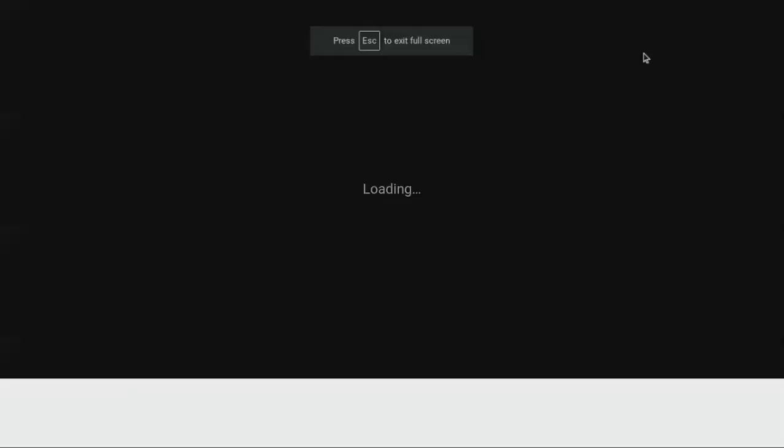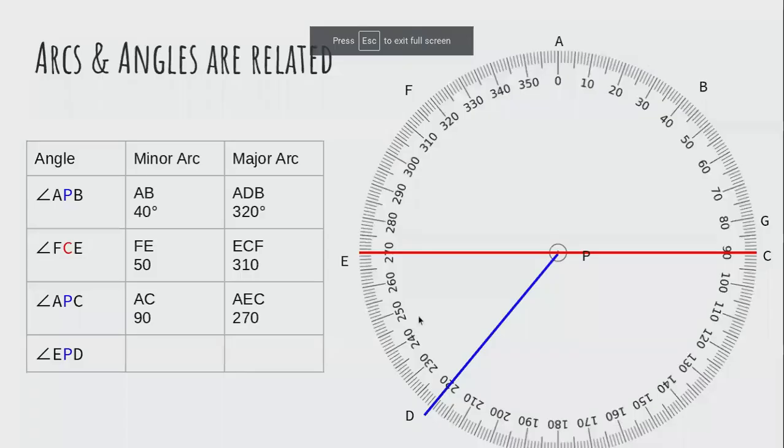All right, so there's the angle EPD. So what would be the minor arc? So again, here's our angle EPD. Tell me the minor arc, and if you can give me its measure, that's all the better.